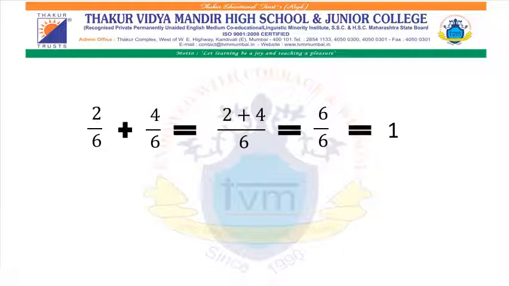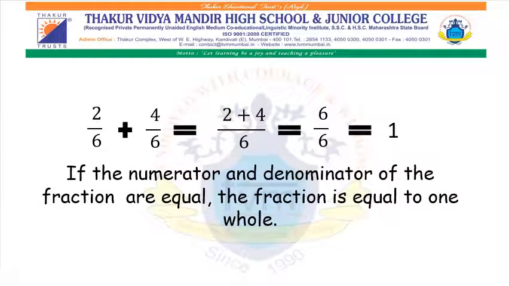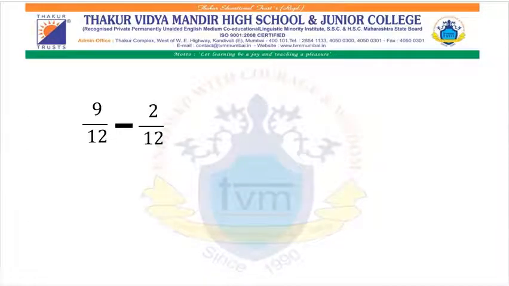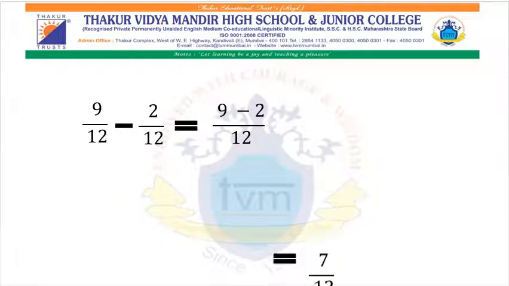So if the numerator and the denominator of the fraction are equal, the fraction is equal to 1 whole. Now let us see subtraction of fraction with the same denominator. Here you are given 9 upon 12 minus 2 upon 12. So in the same way as you did in addition, you will subtract the numerators first. So it will be 9 minus 2 upon 12. 9 minus 2 is equal to 7. So 7 upon 12 will be your answer.